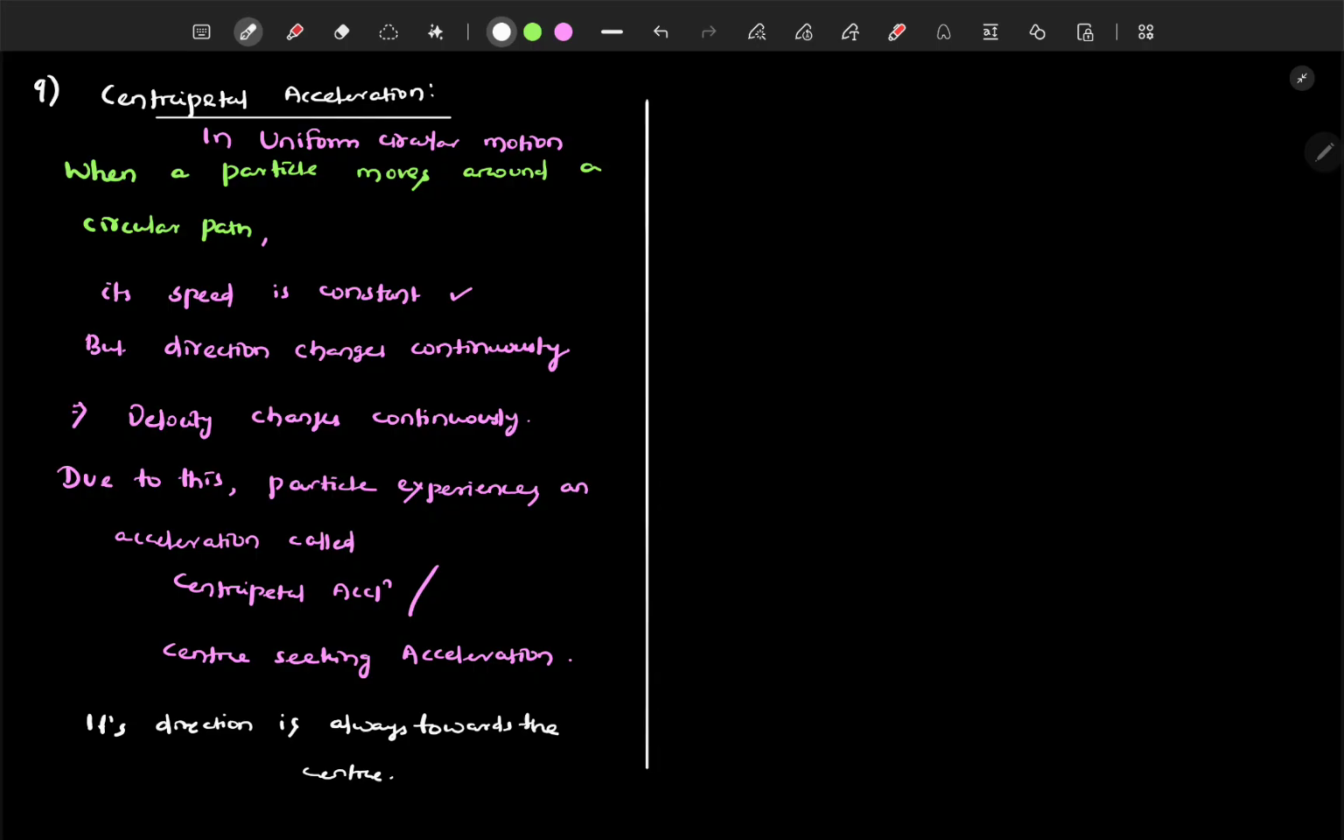From the beginning, in case of your CBSE exam, you have to write the concept from the beginning actually. Start from point number 9. Okay, so let's consider the particle is revolving in a circular track like this, and the center of this track is O. So let us think, at any instant the particle is at point P.